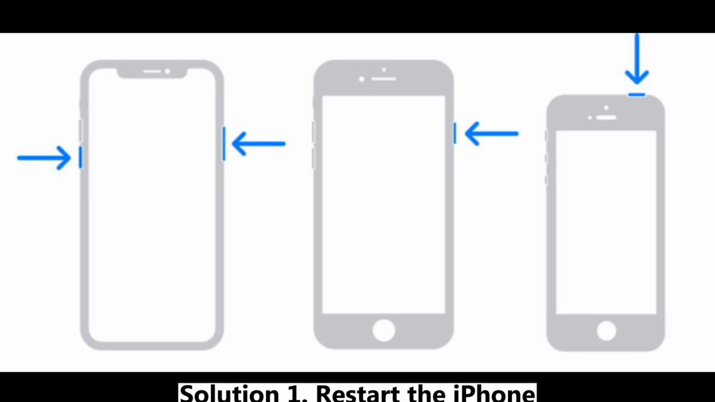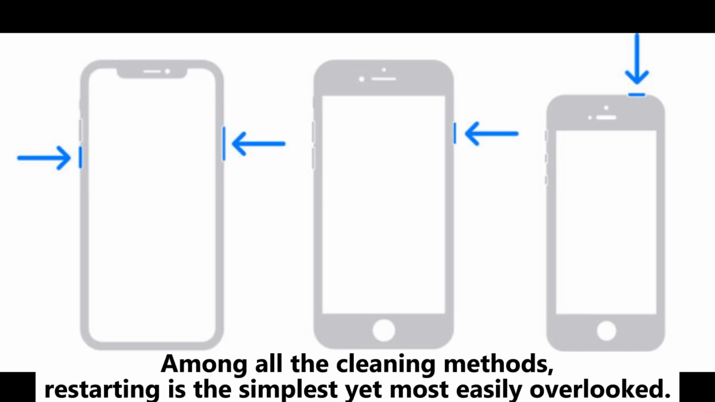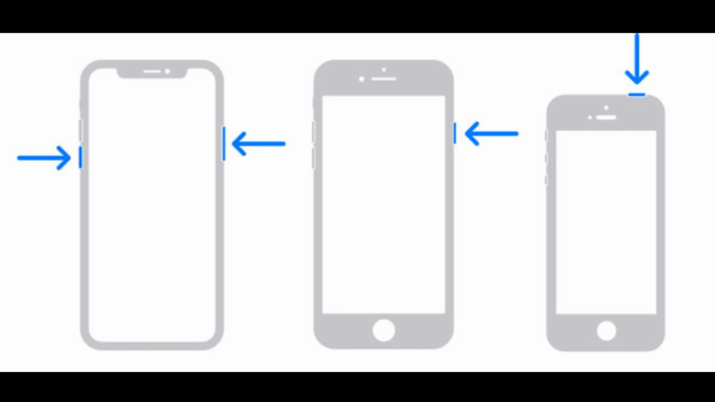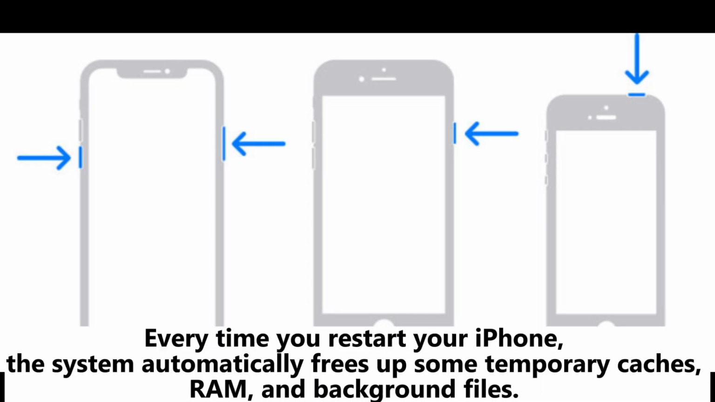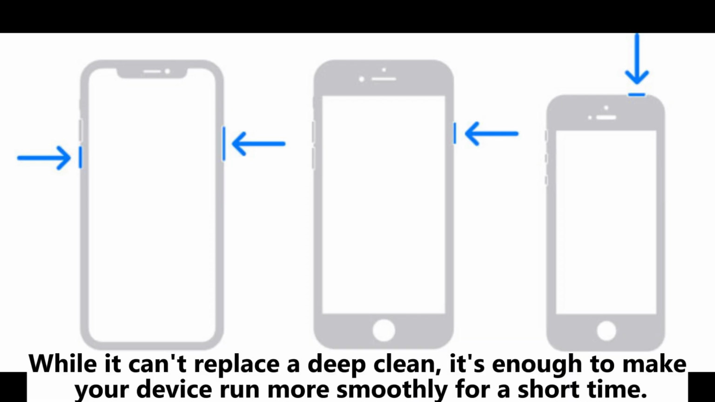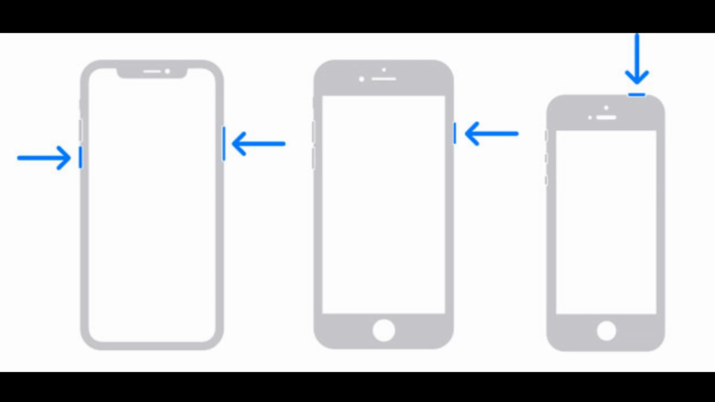Solution 1. Restart the iPhone. Among all the cleaning methods, restarting is the simplest yet most easily overlooked. Every time you restart your iPhone, the system automatically frees up some temporary caches, RAM, and background files. While it can't replace a deep clean, it's enough to make your device run more smoothly for a short time.